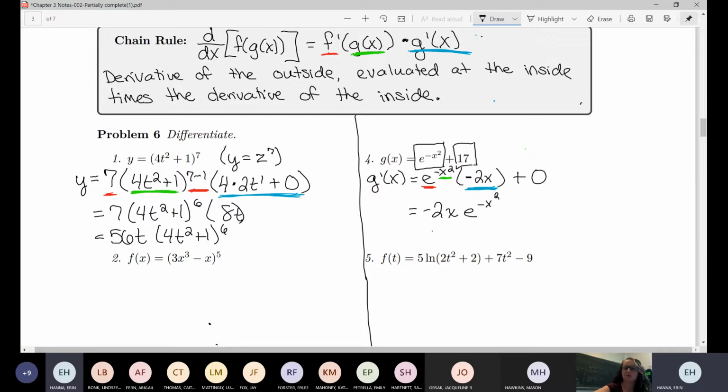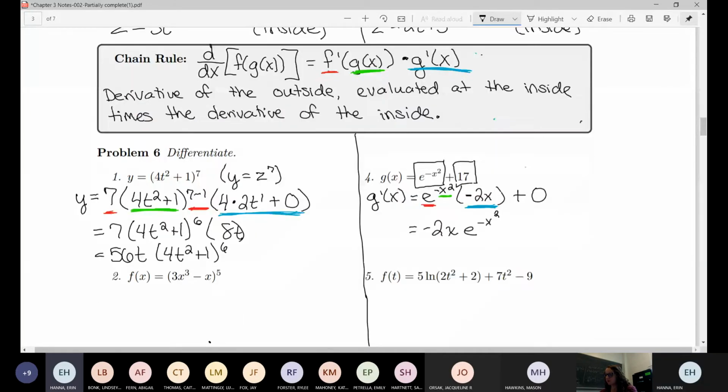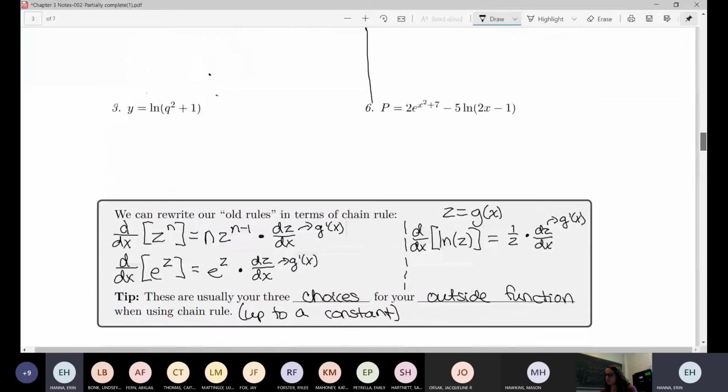One of my screens is super laggy and the other one isn't. That's not good. Anyway, let me scroll down really quick. Oh, that didn't work.